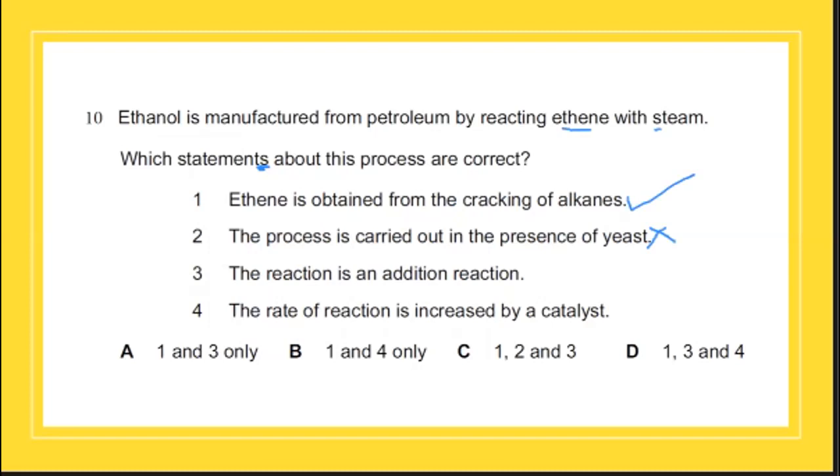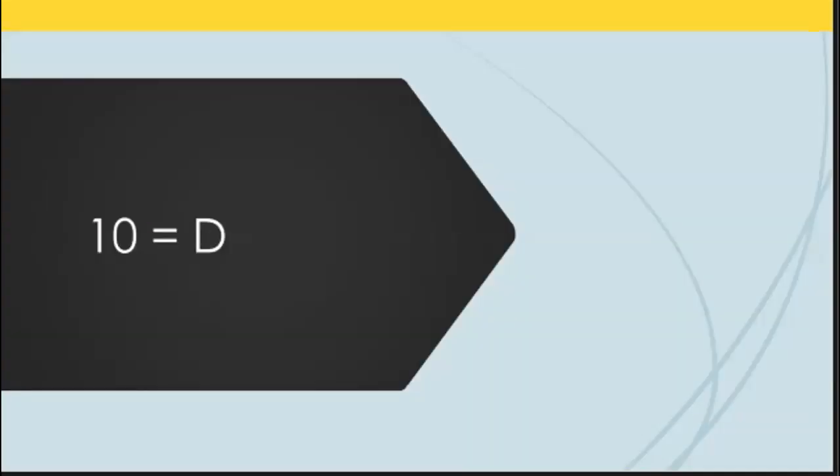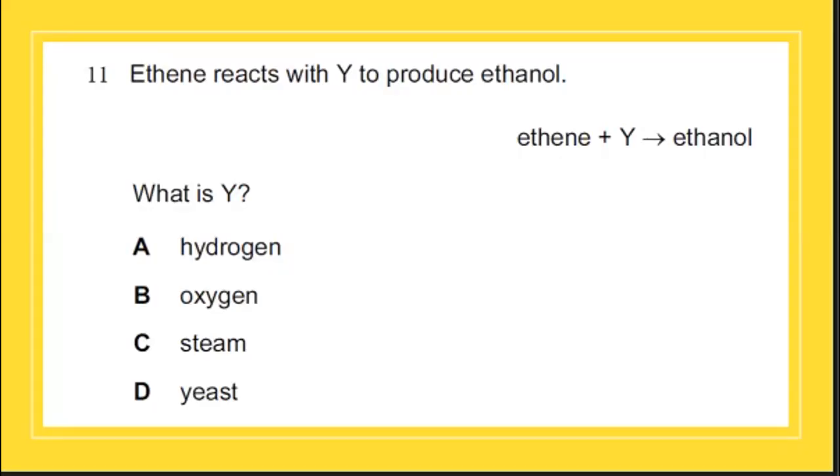If we wanted to use yeast, then we would need glucose, not ethene. The reaction is an addition reaction. Yes, it is an addition reaction because it's an alkene and we are adding water across the double bond in the form of steam. And the rate of reaction is increased by a catalyst. Yes, a catalyst speeds up the rate of a reaction. So our answer is 1, 3, and 4, D as in dog. 10D as in dog, all right?